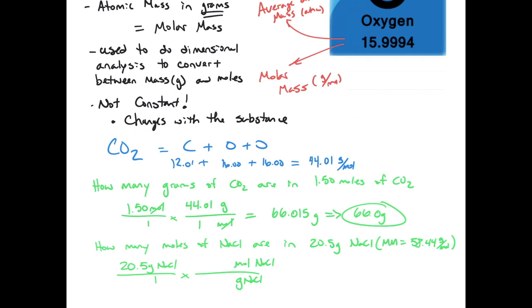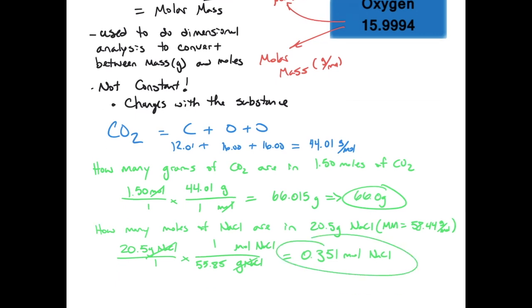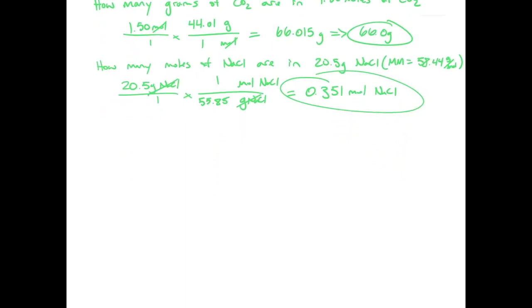So you simply say that for every 1 mole, there are 55.85 grams of NaCl, and this time you divide these two numbers to get moles of NaCl. And the correct answer, rounded to 3 significant figures, once again, 3 sig figs right here, the answer is 0.351 moles of NaCl.